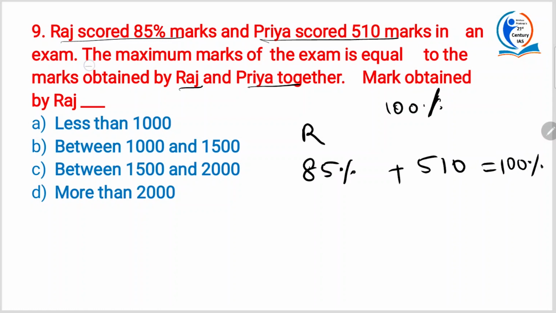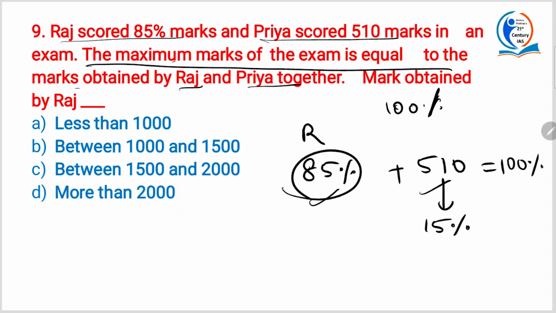That is equal to 100%, right? Because of the statement, the maximum marks of the exam is equal to the marks obtained by Raj and Priya together. So this 510 is what? 85% is here. So to get 100, how much should we add? It is 15%. So 15% is 510. Now, what did they ask? Marks obtained by Raj. They are not asking the total marks or maximum marks. They are asking you marks obtained by Raj. What is the mark obtained by Raj?